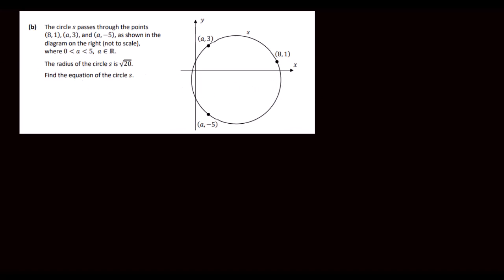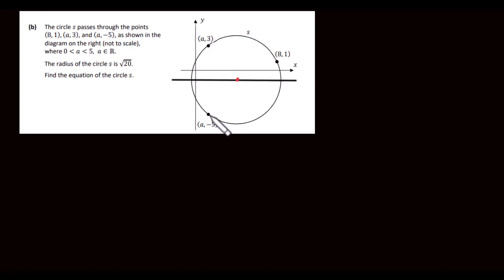So if I was to draw that, for example, let's say I drew a line like this, roughly halfway there. The center of the circle here will be on that line. Let's see, we have plus a, plus a, we have plus 3 and minus 5. So that means halfway between minus 5 and 3 is minus 1.